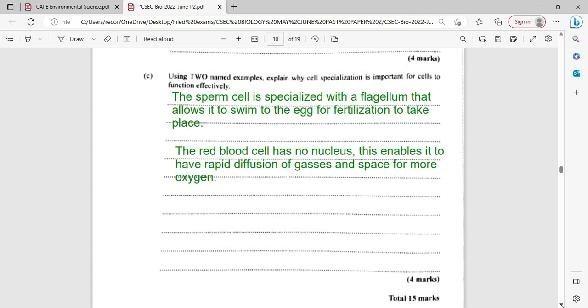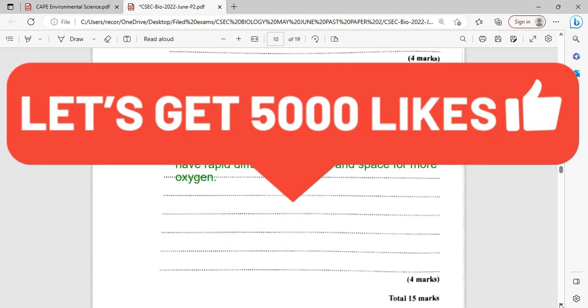But here we look at the sperm cell being specialized with a flagellum that allows it to swim to the egg for fertilization to take place. The red blood cell has no nucleus. This enables it to have rapid diffusion of gases and space for more oxygen. That takes us to the end of question number 3.